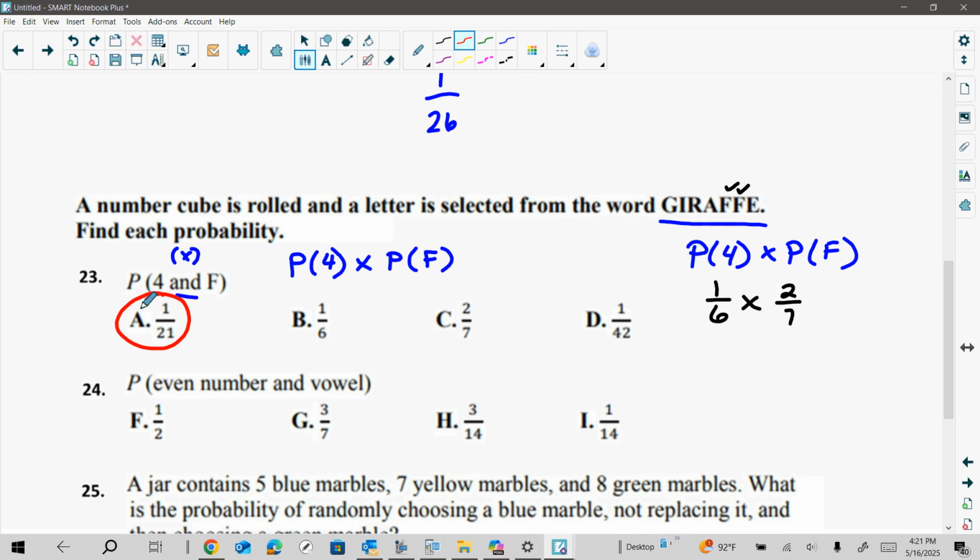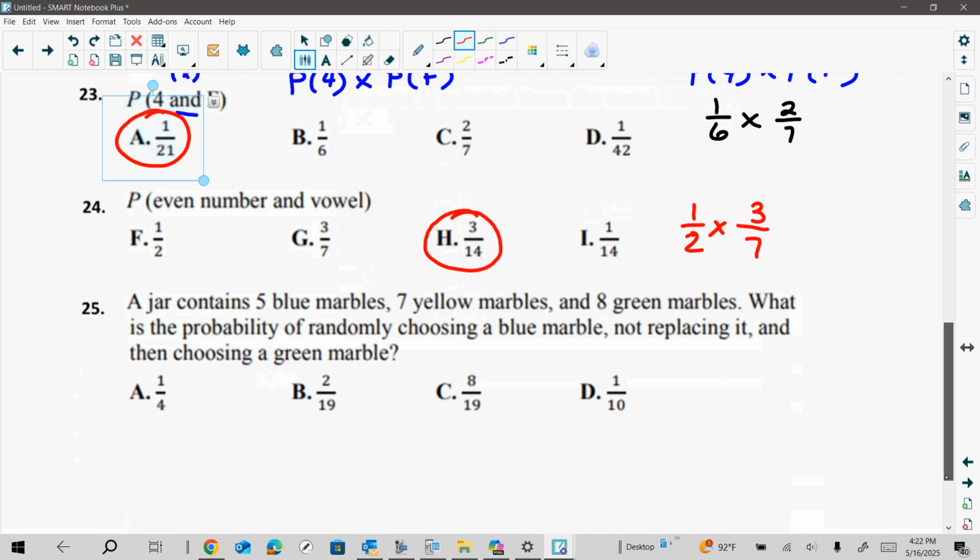Now the probability of an even number and a vowel. Even number, half of the die is even. The vowel, there's an I, there's an A, there's an E. Let's see if you can get this one correct. Let's just simplify that. Yep, we should have 3/14.